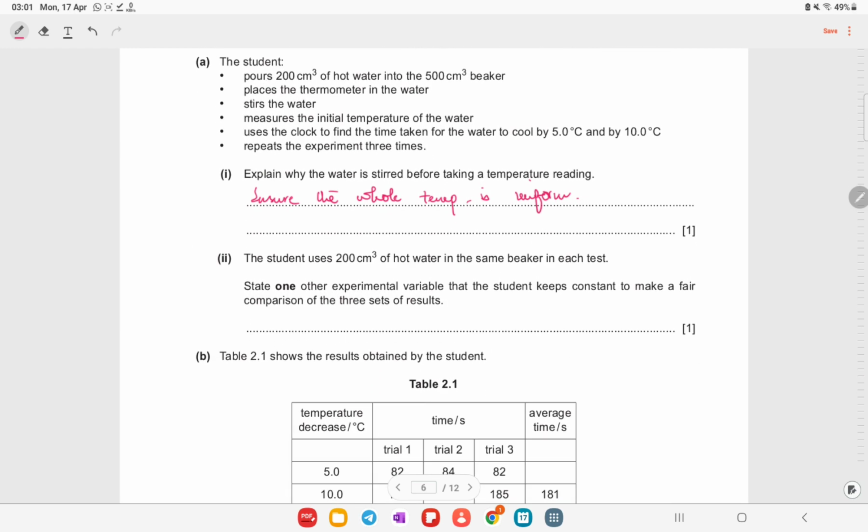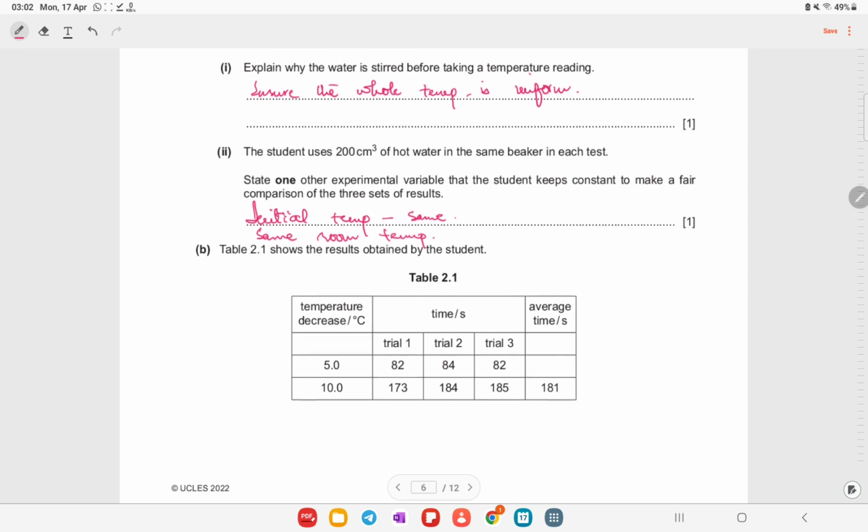The student uses 200 cm³ of hot water in the same beaker in each test. State one other experiment variable that the student keeps constant to make a fair comparison of these three sets. So it can be the initial temperature that should be kept the same, and again you can have the same room temperature. The room temperature must not be varied.